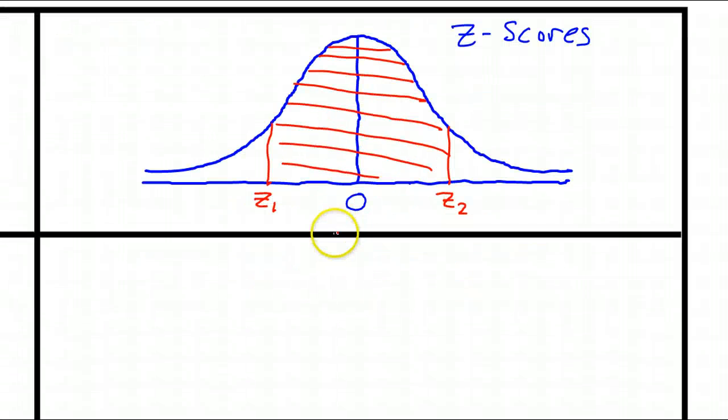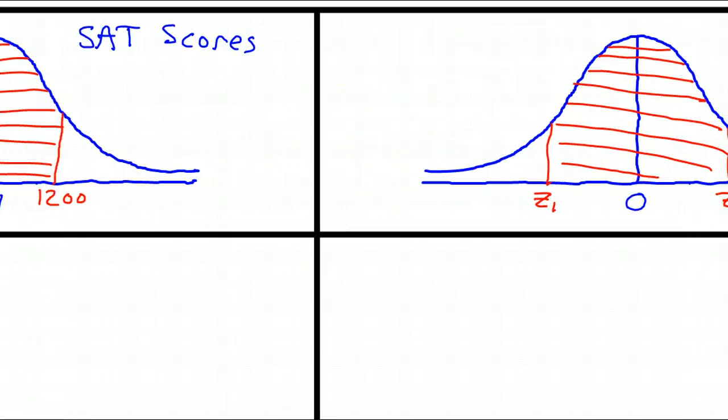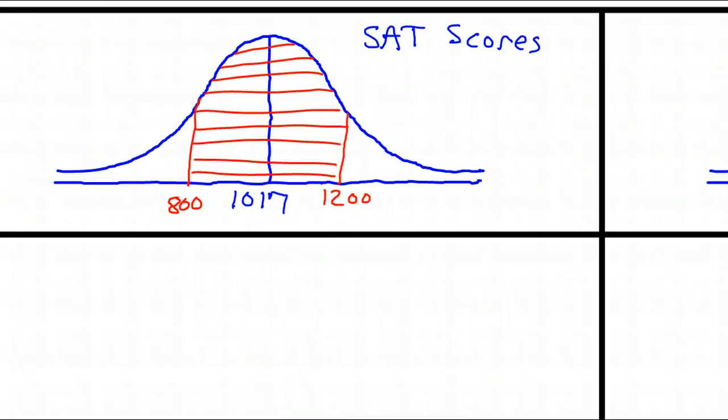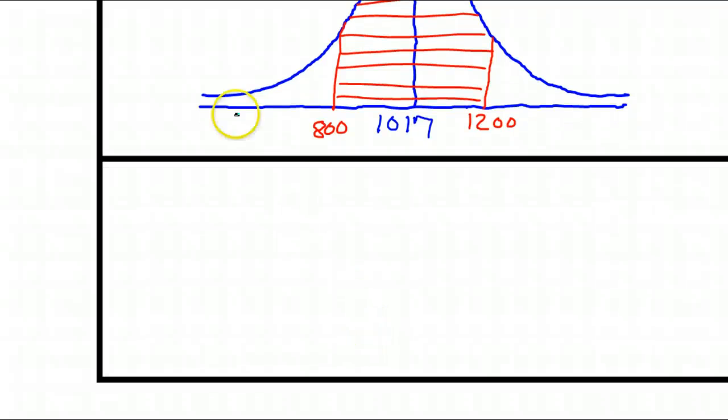Okay, so that's what we're going to check out. So we have two z-scores we have to find, and we'll just find them one at a time. So z-score number 1 is going to come from the 800. Okay, so let's do that first.